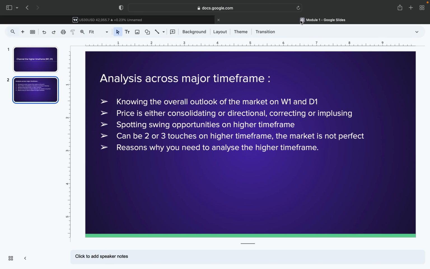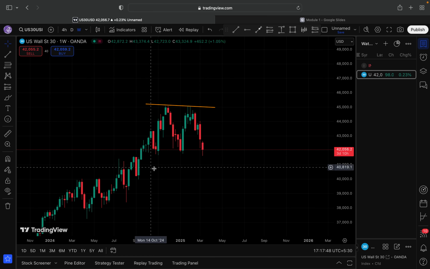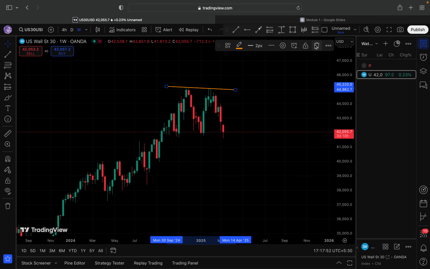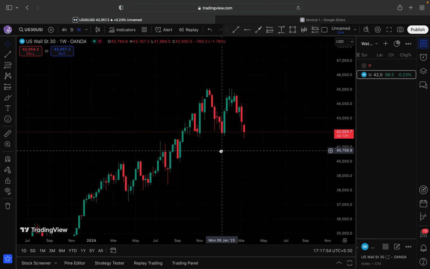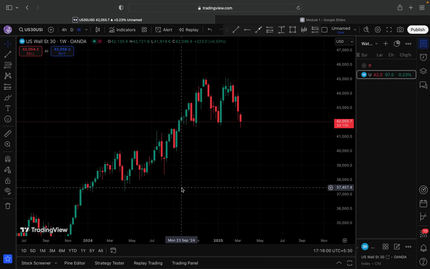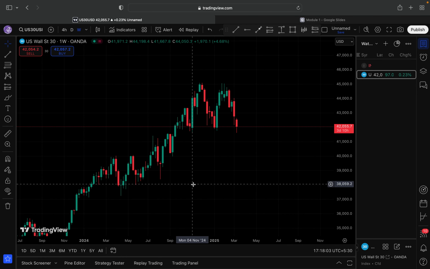So the third one is spotting swing opportunities on this higher time frame. That's a good thing about trading this higher time frame, because it's going to give you a long-term perspective of the market, at least for weeks, months. With the weekly time frame you'll be able to figure out sweet swing opportunities.